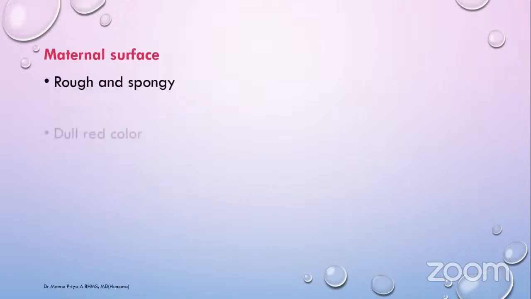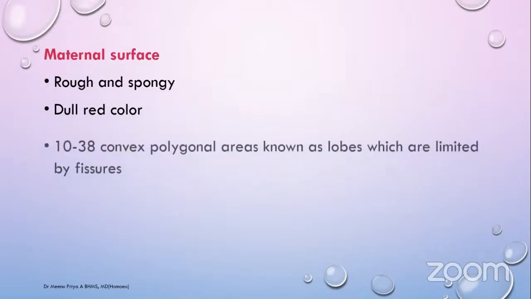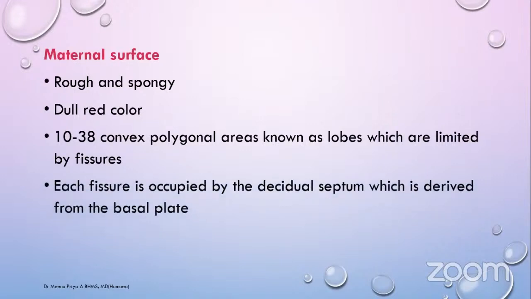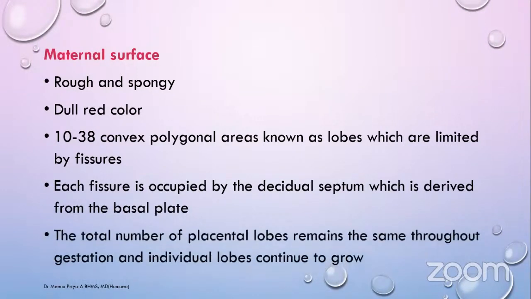The maternal surface is rough and spongy, dull red in color, and this is due to the maternal blood circulation. 10 to 38 convex polygonal areas, known as lobes, are limited by fissures. So these lobes are seen on the maternal surface. Each fissure is occupied by the decidual septum, which is derived from the basal plate. The total number of placental lobes remains the same throughout gestation, and individual lobes continue to grow.